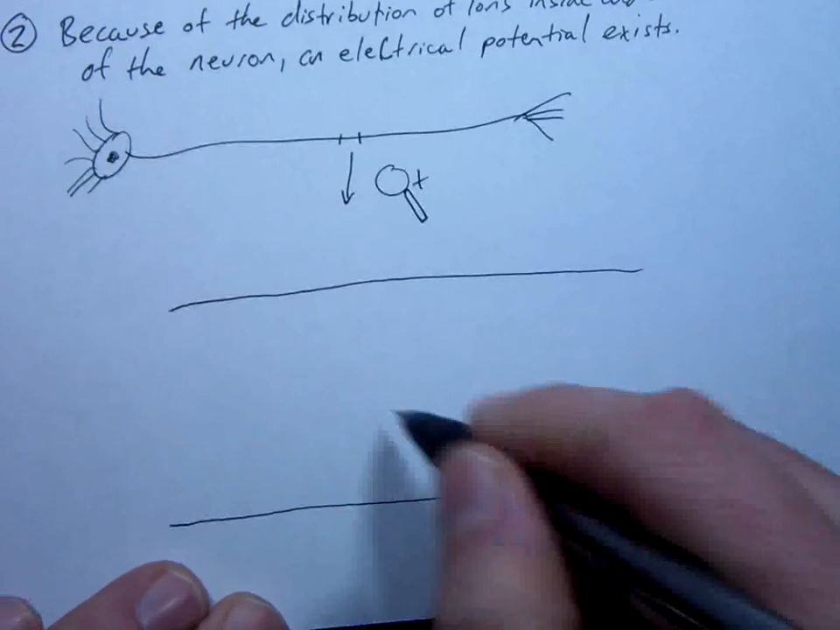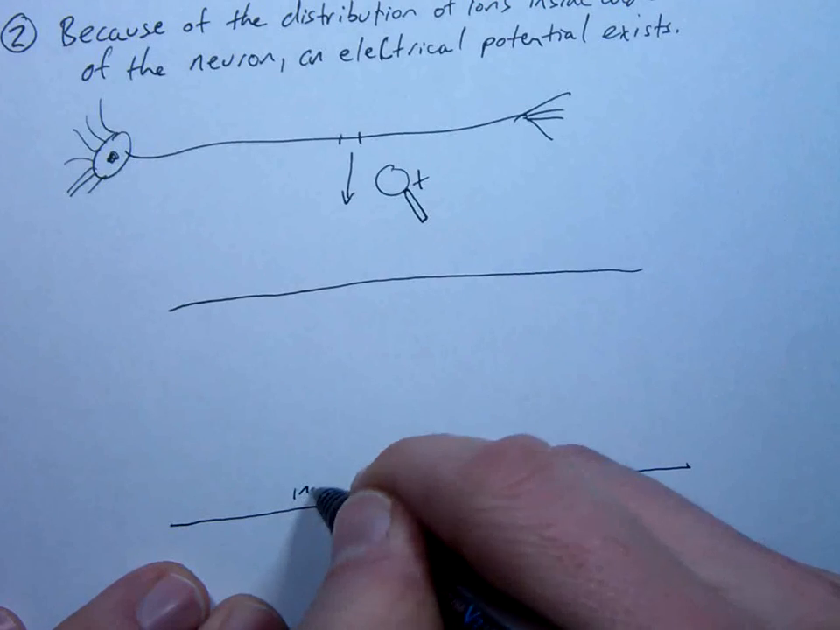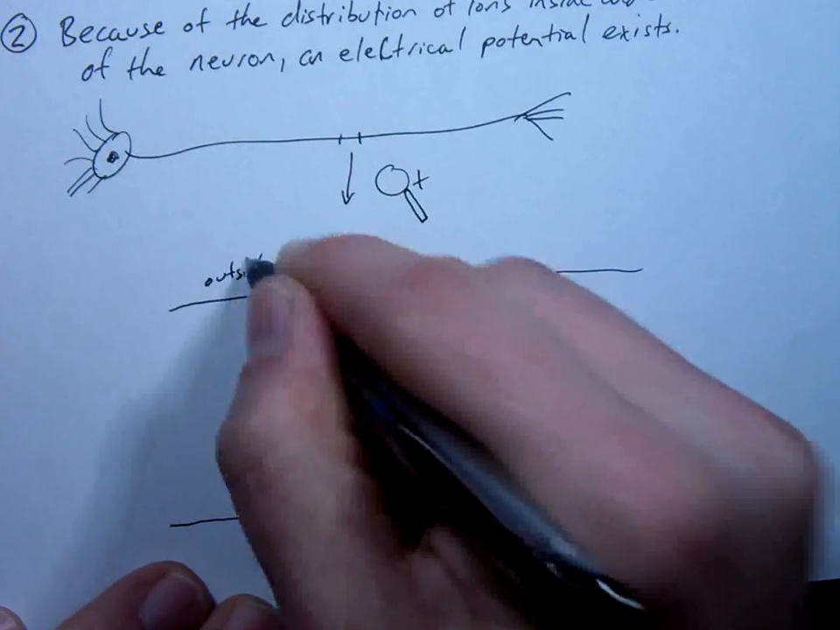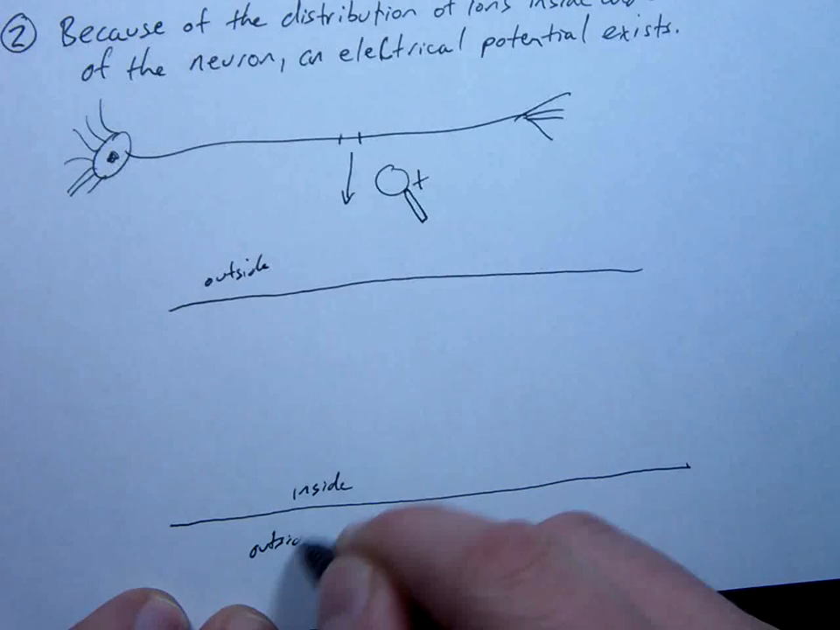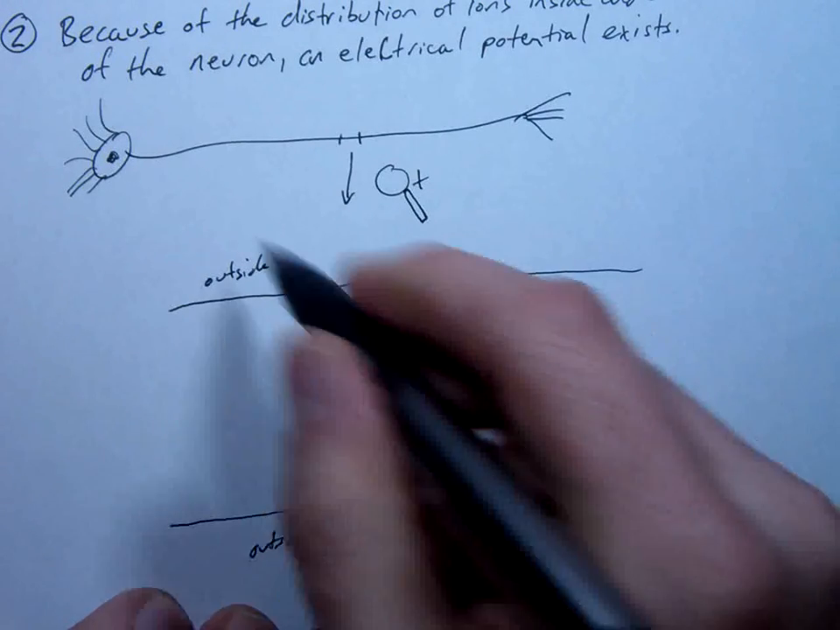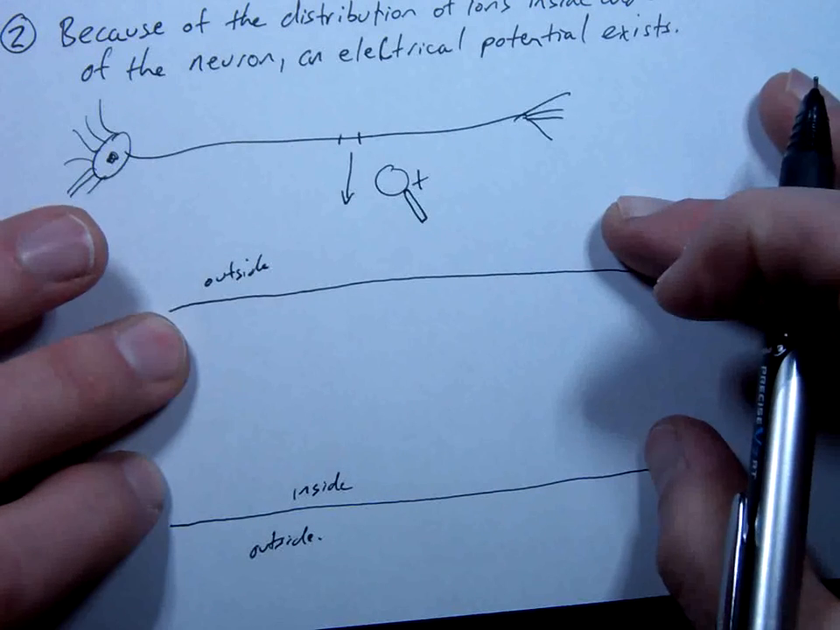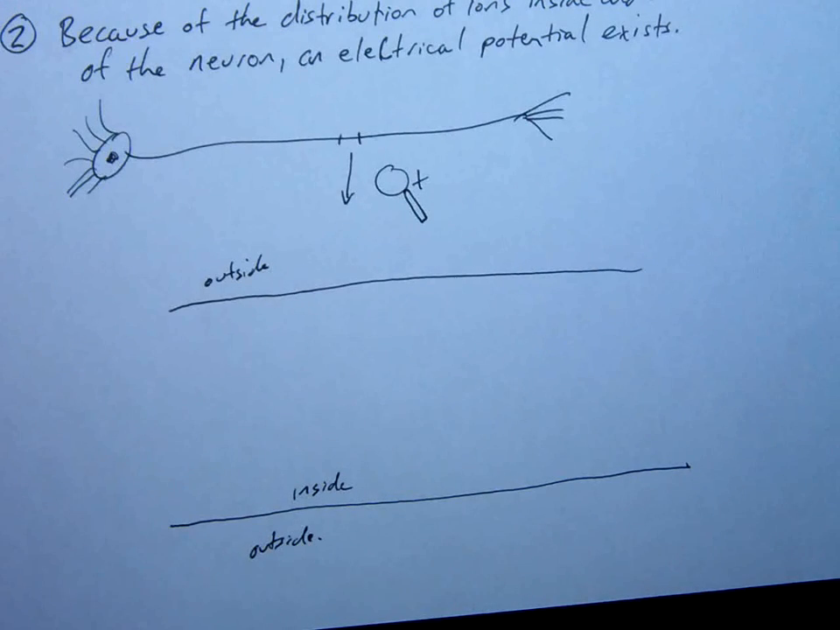So here's the inside of the cell, and here's the outside. Cytoplasm in here, interstitial fluid. So we're looking at a section of this tube, okay? So the axon is a tube, it's a vessel, it's filled with cytoplasm, so on and so forth, okay?